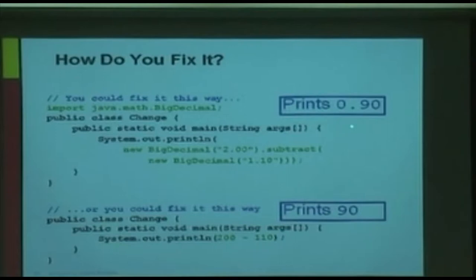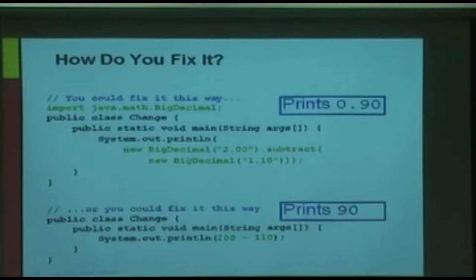That's great, letting the computer keep track of the decimal point like that for you, but it's also a little bit expensive because you're creating these BigDecimal objects and messing around with them. So another option is to simply use integers and keep track of the decimal yourself. In this case, in essence, we've switched the computation from dollars to pennies. 200 pennies minus 110 pennies, and the answer is you get 90 pennies in change. Well, if the guy actually hands you 90 pennies, you have every right to be upset. But that's how you can fix it.